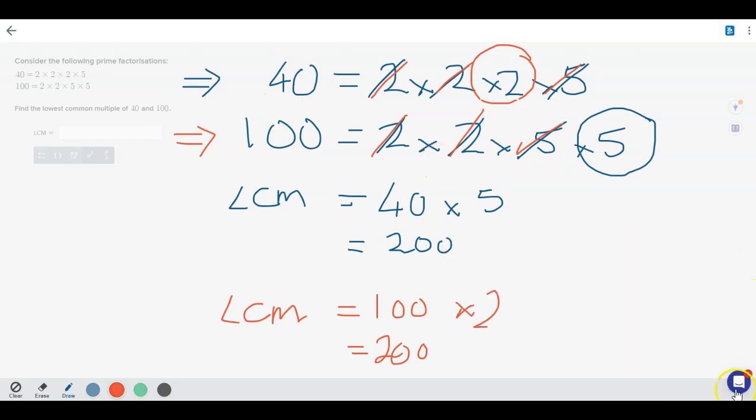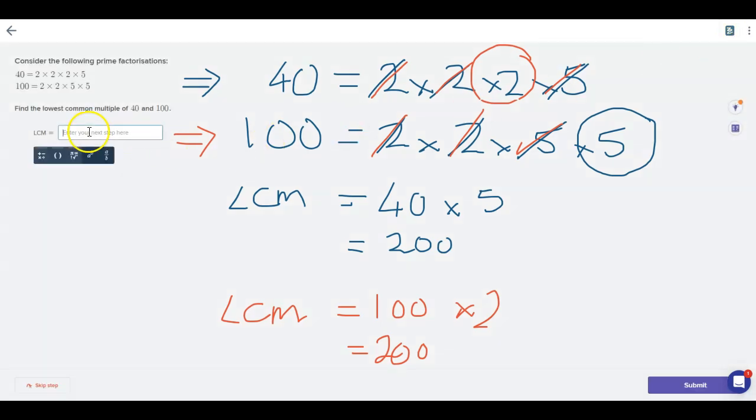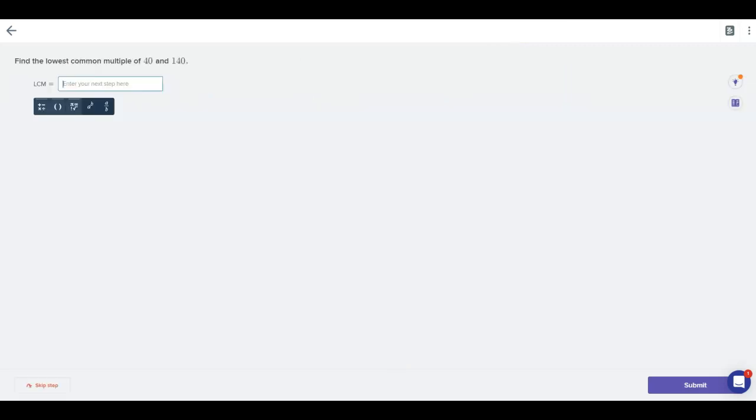All right, let's make sure we have in fact got it right. We think it's the number 200, so we put that in, and let's submit. And of course we are correct, well done to us. Let's look at one more.